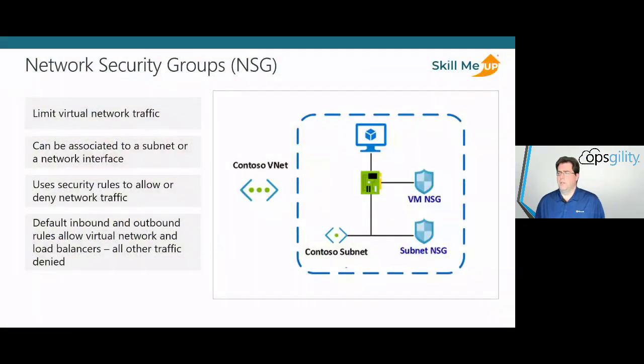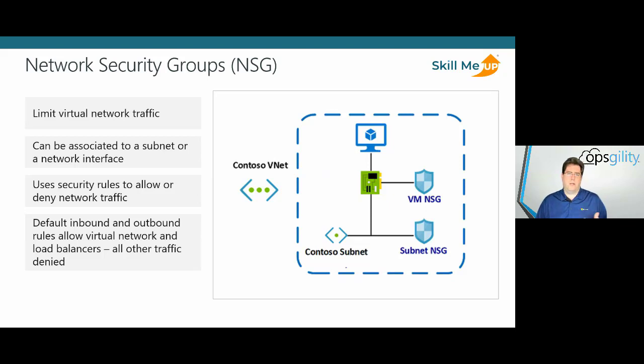Network security groups. Network security groups are different. They work very similarly to a firewall in terms of inbound and outbound traffic rules. That's what a network security group does at its base level, and it generally associates itself with a network interface card or a subnet. And it provides default rules inbound and outbound.